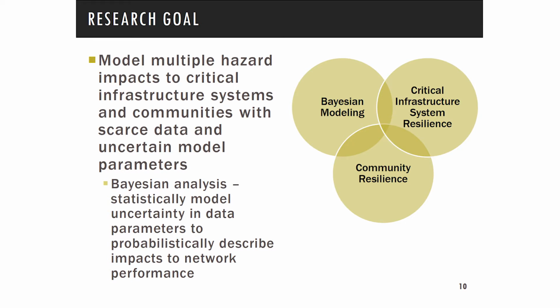The goal of these methods is to assess uncertainty in the data and in the parameters that we have. The goal of doing so is to eventually come up with some form of a probability distribution for the performance of the entire network, whether it's an infrastructure or a community.